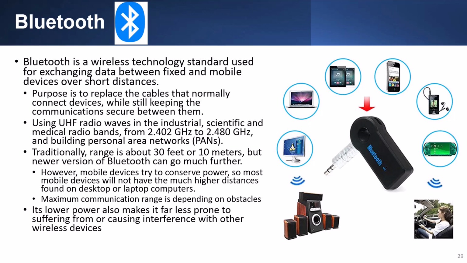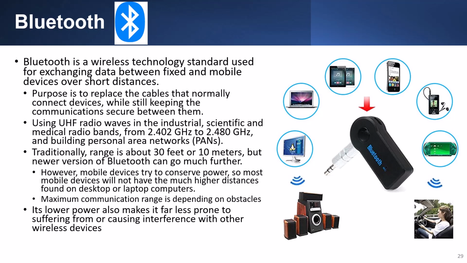Bluetooth is a wireless technology standard used for exchanging data between fixed and mobile devices over short distances. Its purpose is to replace the cables that normally connect devices while still keeping the communication secure between them, using UHF radio waves in the industrial, scientific, and medical radio bands from 2.402 GHz to 2.480 GHz in building personal area networks, or PANs.